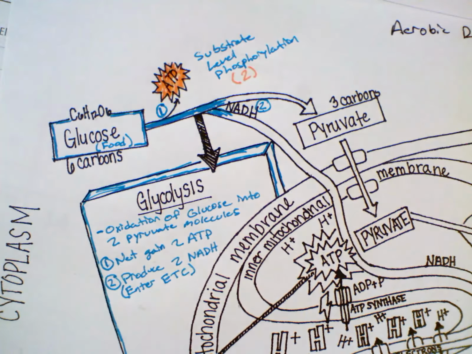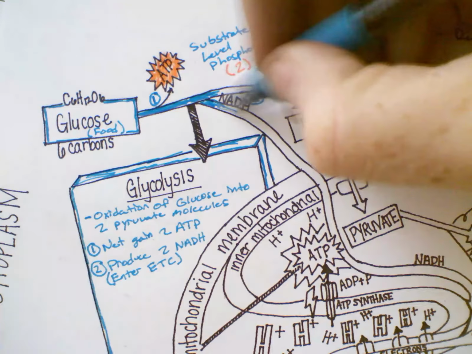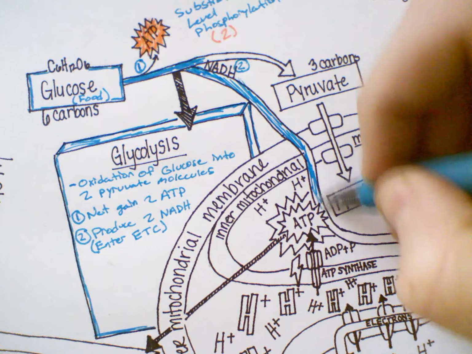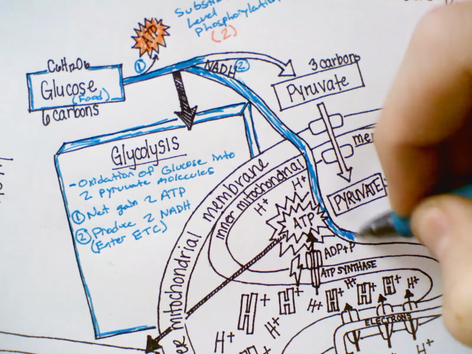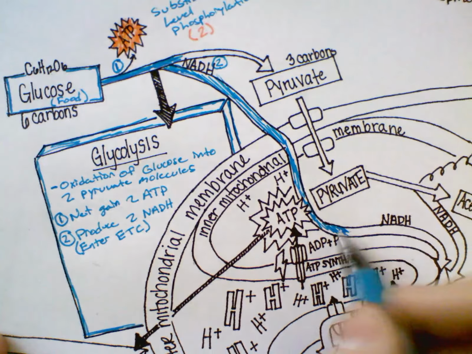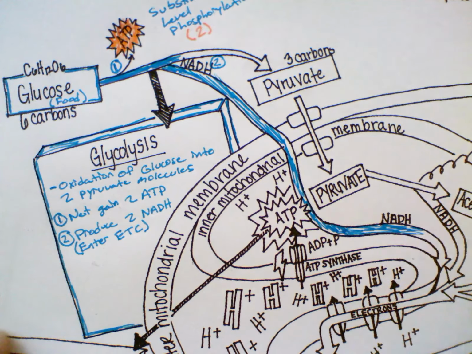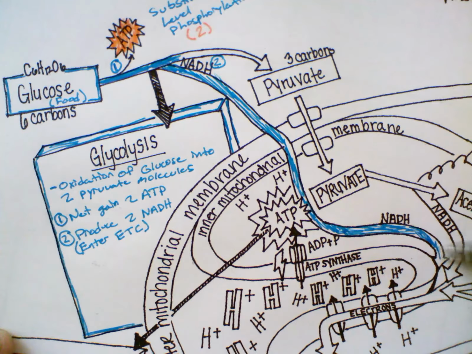So this is a long arrow. You ready? Here we go. Arrow, arrow, arrow, arrow, all the way down. Here it goes into the mitochondria. All the way, it wraps around this stuff. There's a hole in there somewhere. All the way down to the electron transport chain.